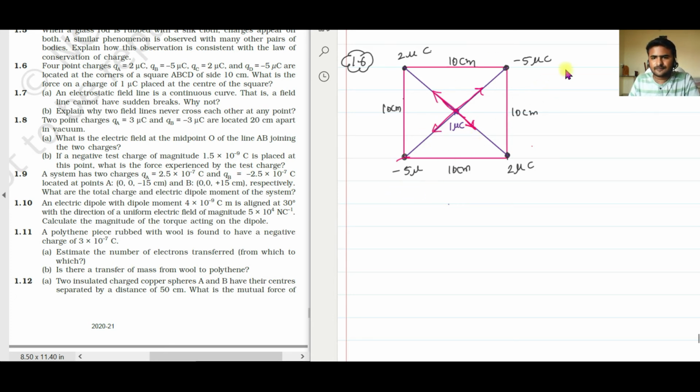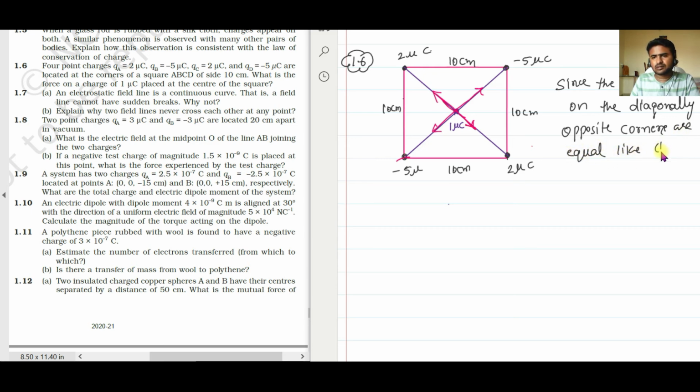So directly I'm going to write, since the charges on the diagonally opposite corners are equal like charges, therefore net force on 1 microcoulomb at the center is 0. Okay, directly I can say that.